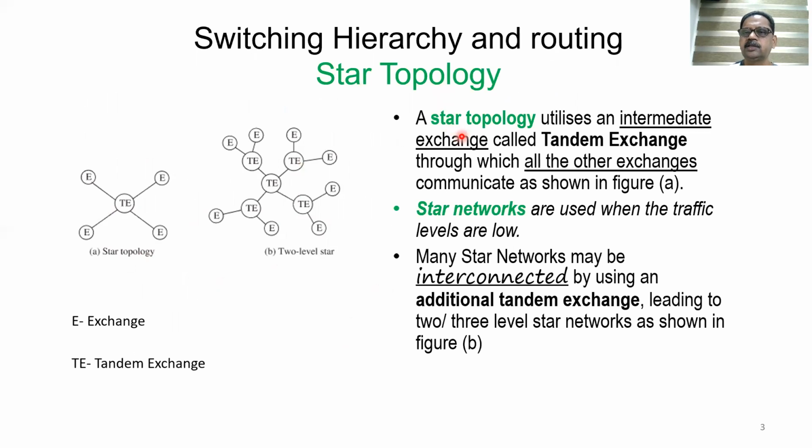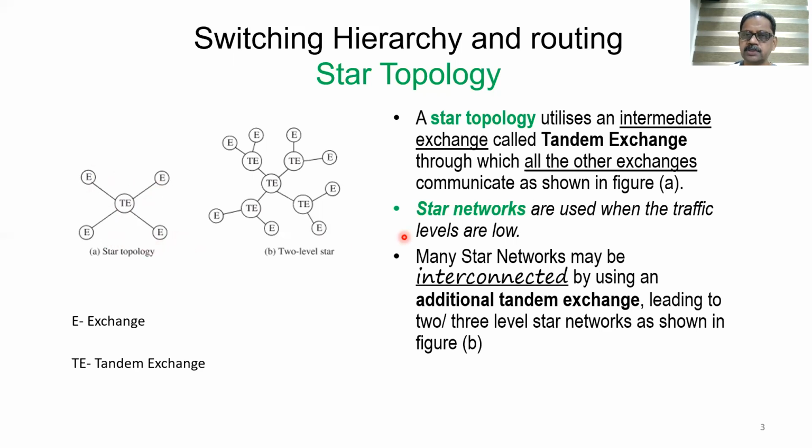A star topology utilizes an intermediate exchange called a tandem exchange through which all other exchanges communicate, as shown in figure A. So let us look into this figure. There are four exchanges which are interconnected through the tandem exchange T. Suppose the customers of this exchange want to speak with the customers of this exchange, they have to pass via the intermediate exchange, and the technical name for this intermediate exchange is tandem exchange. So in this example, this tandem exchange is interconnecting four exchanges.